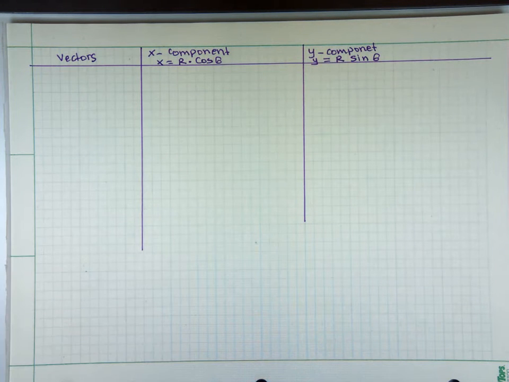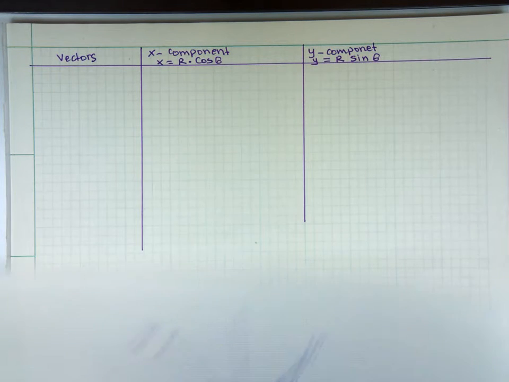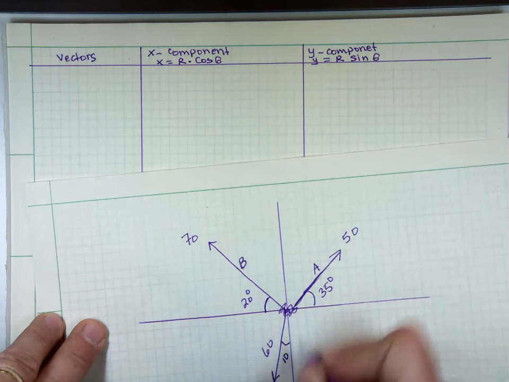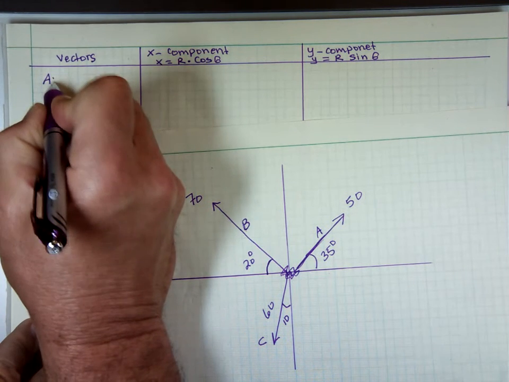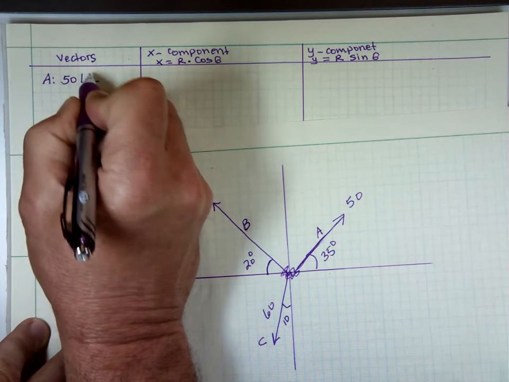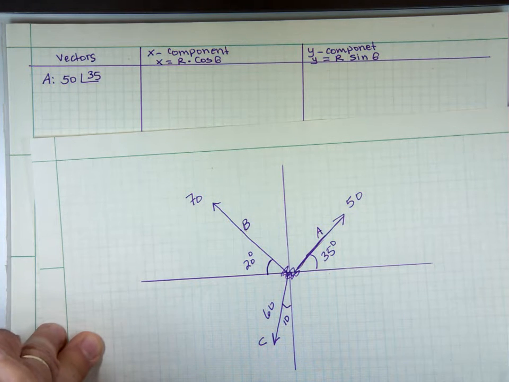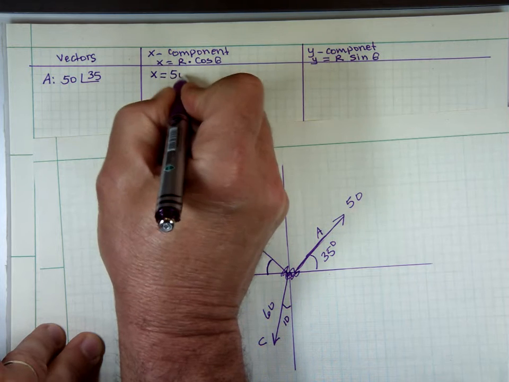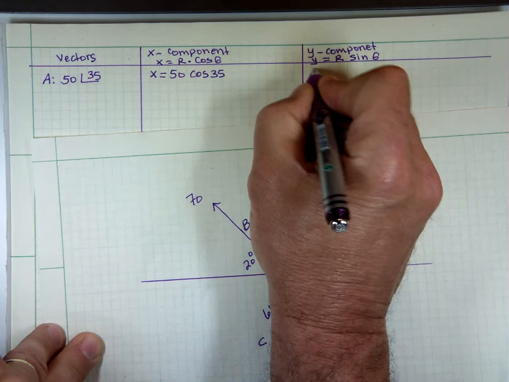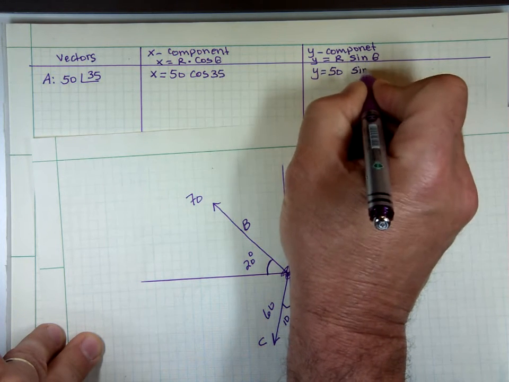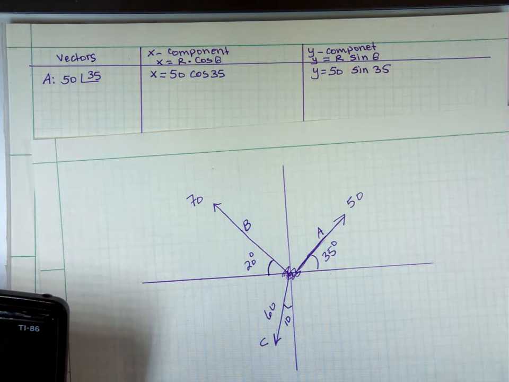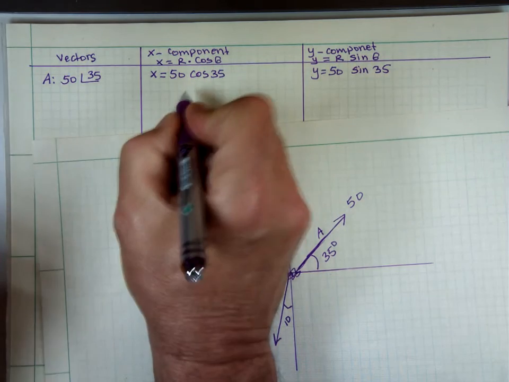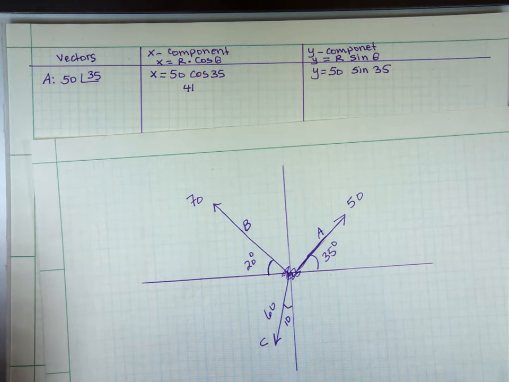Let me write my vectors. Let me put the picture back here. We'll call this vector A. We'll call this one B. We'll call this one C. So how do we write vector A? That's what? 50 at angle what? 35? So the x value for that is going to be 50 cosine 35, and the y value is going to be 50 sine 35. Cosine 35, 40.957, how about 41? The y value, 50 sine 35, 28.7.